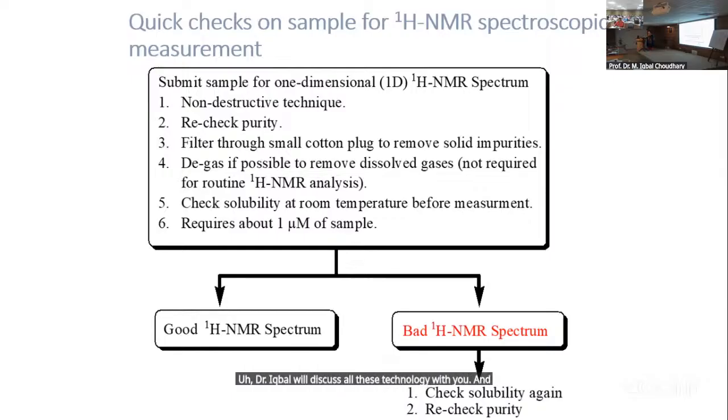Because of the cryoprobe, the sensitivity of 800 megahertz is actually about that of a 1 gigahertz magnet. And the sensitivity of 600 megahertz with a cryoprobe is actually around 800 megahertz. But the resolution doesn't change. The cryoprobe increases the sensitivity, but not the resolution. So he will be discussing these things with you later on.